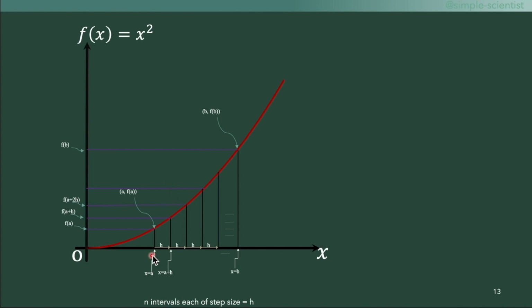Now at x equal to a, draw a rectangle of width h and height f of a. Similarly, for x equal to a plus h, x equal to a plus 2h, x equal to a plus 3h, draw rectangles.